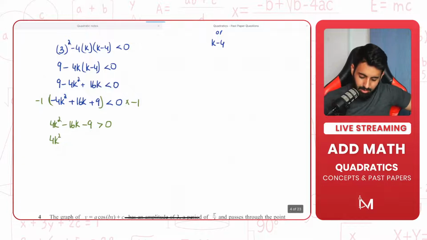So 9 into 4 is 36. Factors of 36 that leave you with minus 16. We're doing middle term breaking. So that'll be minus 18 and plus 2. Again, being AdMath students, make sure that concepts like middle term breaking are top notch.